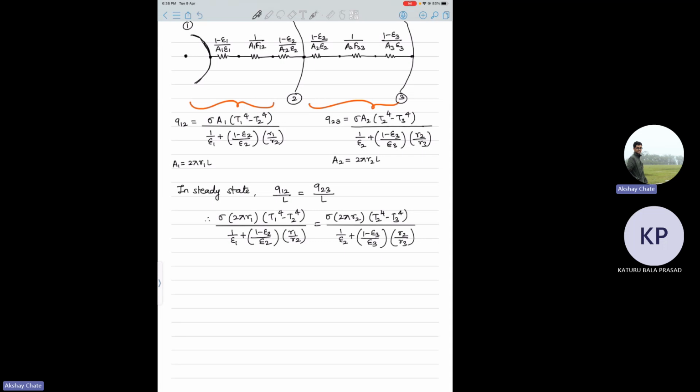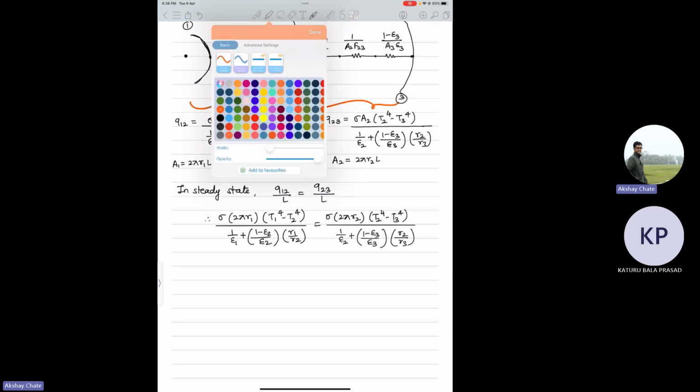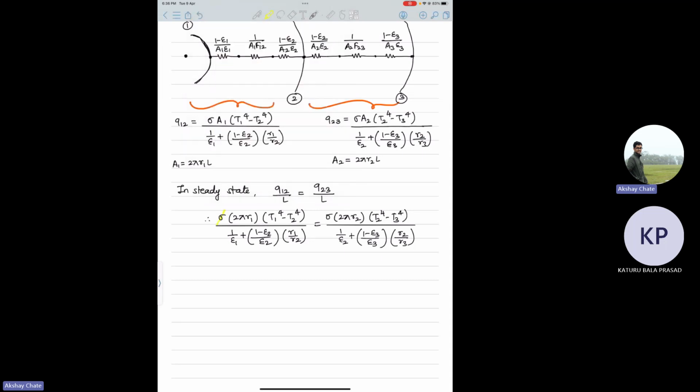So now this sigma gets cancelled because it's a constant. 2 pi also gets cancelled. Now we have this equation, and everything is known. All the terms mentioned here are known except T2. So the only unknown in this equation is T2, which is here and here. So we have one equation, one unknown, and you can solve it, right?